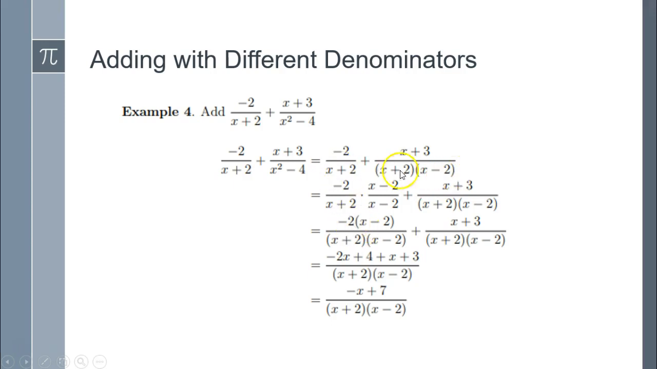So the first fraction is missing the x minus 2. So I multiply top and bottom by x minus 2. The second fraction has the common denominator on the bottom already, so I leave that alone. When I distribute the negative 2 to the x minus 2, I get negative 2x plus 4 here, and I'm going to add x plus 3 to that. That's not as dangerous as subtracting, because I don't have to worry about sign changes over here. So then I get negative 2x plus x is negative x, 4 plus 3 is 7. That and the denominator have no common factors, so I am done.